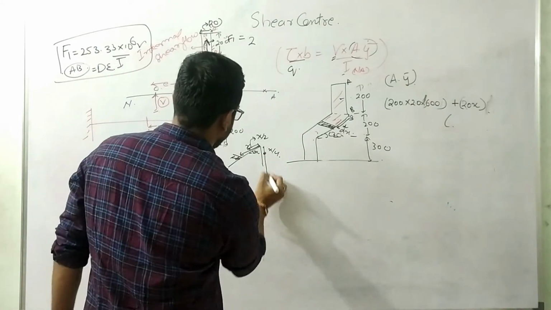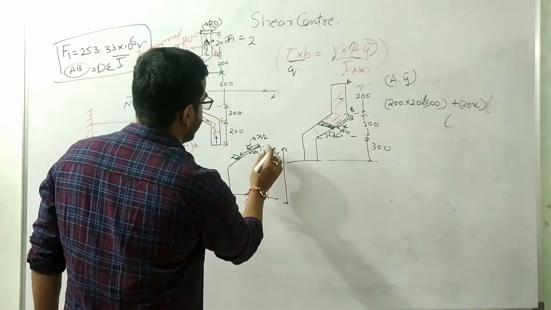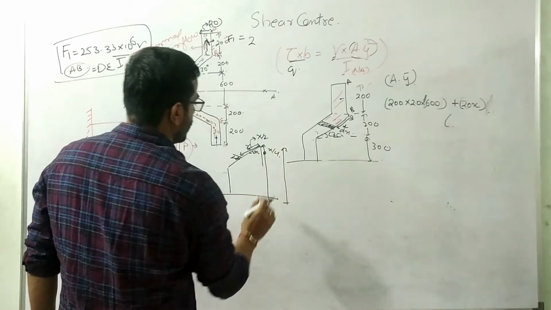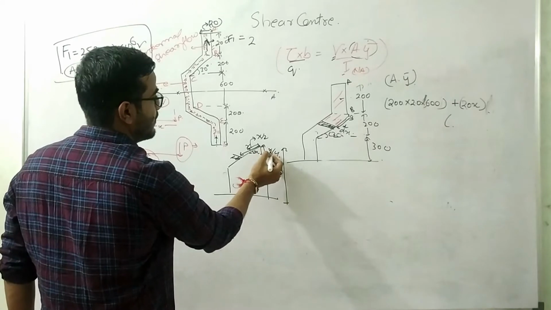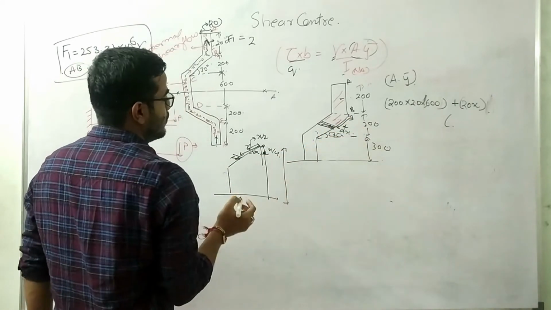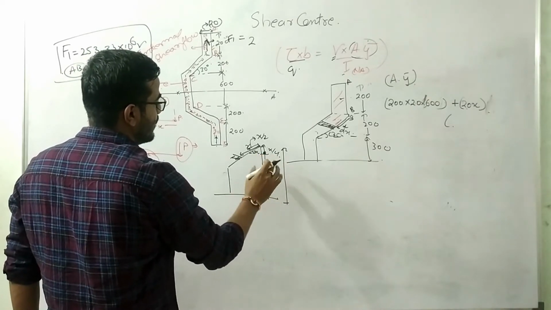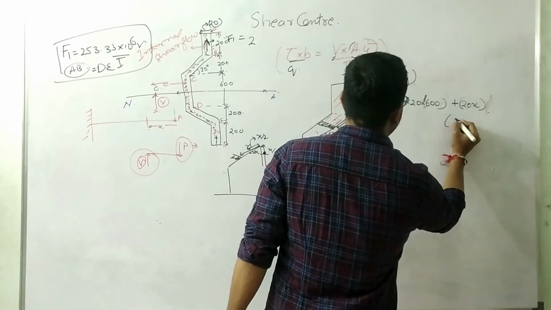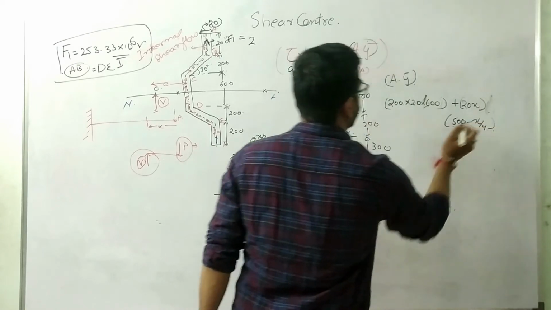So from the neutral axis, the value will become 500 minus x by 4, where 500 is from the top. From here, the centroid acts at a distance x by 4 from point B. Okay, so the centroid y bar will be nothing but 500 minus x by 4. Okay.